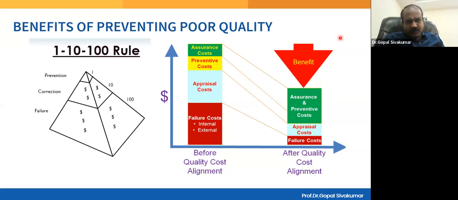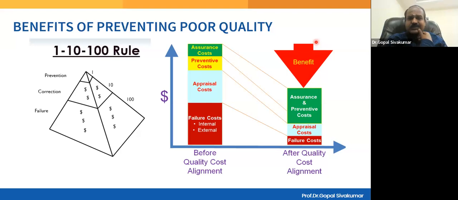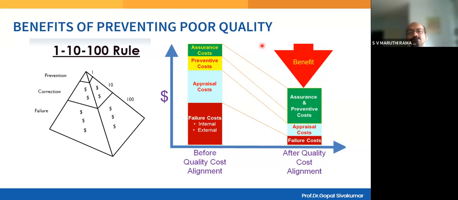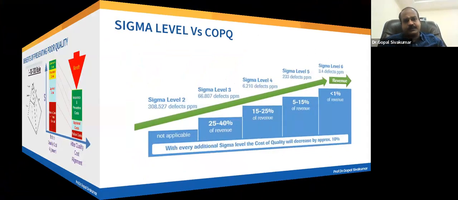So all the training or everything that is happening in your company, that budget, is getting into cost of prevention. Cost of prevention, cost of assurance, even cost of appraisal, all are called cost of good quality. Only the red color failure cost is known as cost of poor quality. So Six Sigma or Lean or any other initiative your company is believing in, ultimately they want to reduce cost of poor quality.